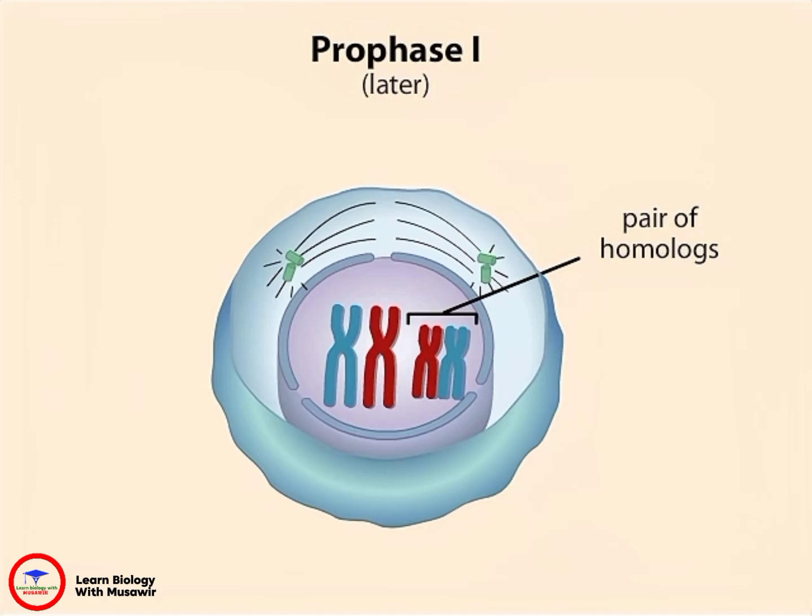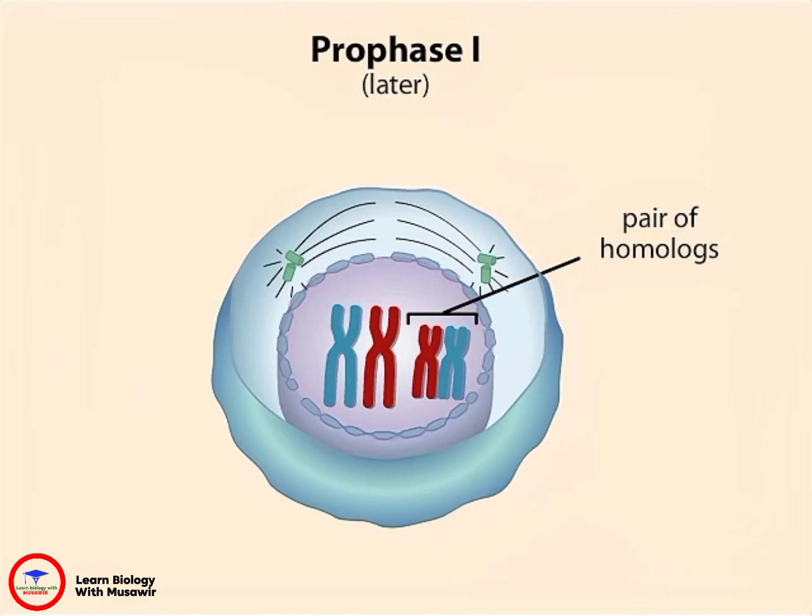One chromosome in each pair is maternally derived, indicated by blue, and one is paternally derived, indicated by red. The pairing is called synapsis. At this time as well, the nuclear envelope breaks down.